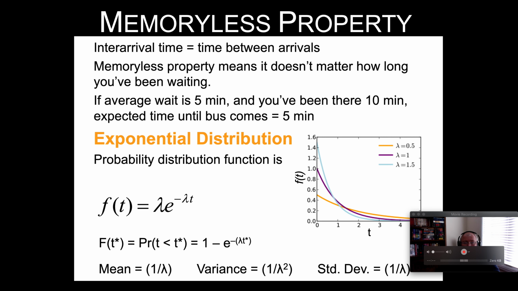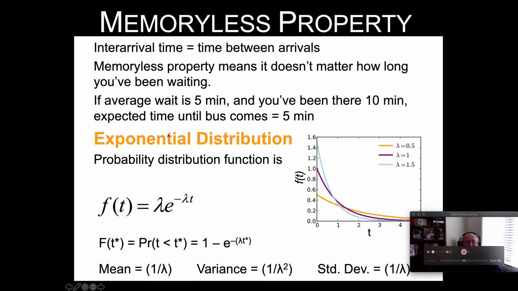How those things are served, people are served once they are in line. So the exponential distribution is a continuous distribution. The Poisson distribution, only discrete outcomes are possible, is a discrete distribution. So let's see what we've got. Let's suppose that the in-arrival time is literally the time between arrivals. We've seen that. The memoryless property means that it doesn't matter how long you've been waiting. If the average wait time is 5 minutes and you've been there 10 minutes already, then the expected time before the next arrival is still 5 minutes.